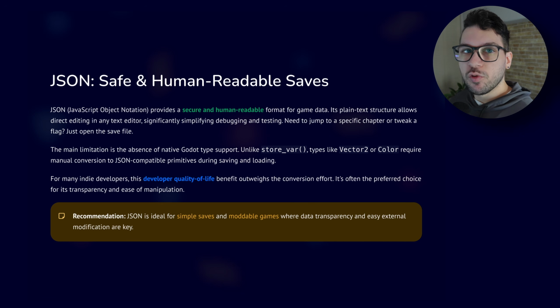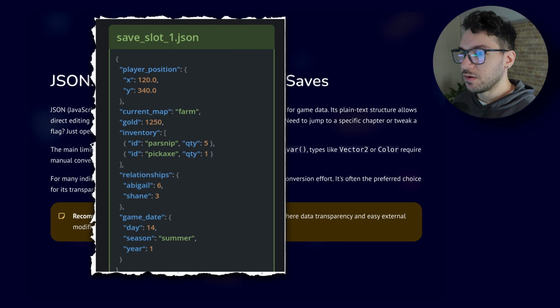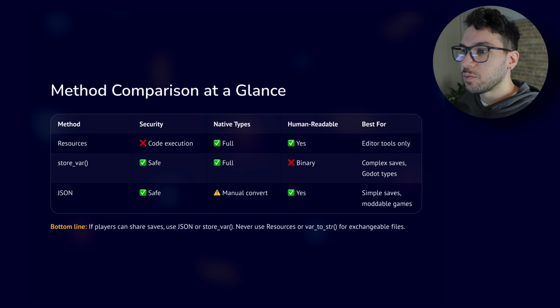This is generally my preferred method because the human readable files make it very easy to test your game by editing these files yourself and trying out different sections of your game. Here's the comparison table that shows you the trade-off for each of these methods. You can see that each of them has one major drawback. For a simple visual novel, I will generally recommend JSON.